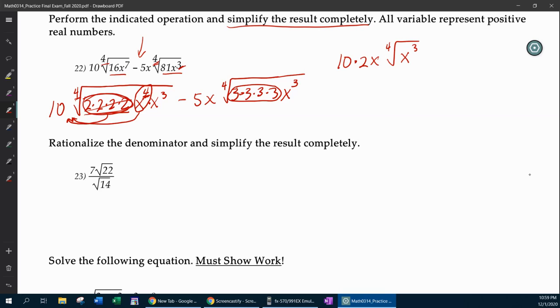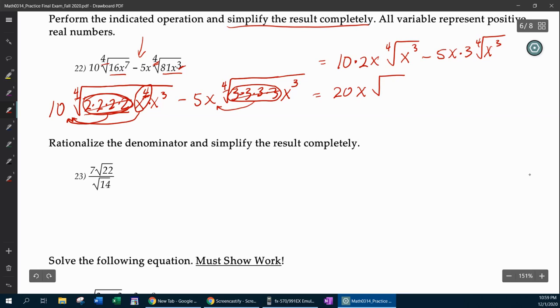For the second radical, for the second term, I've got the 5x already out there, minus 5x. The 3s can come out, but remember it takes 4 of them to bring 1 out. So only one 3 comes out. And left over, I've got the fourth root of x to the 3rd. And then if I multiply, that's going to give me 20x, fourth root of x to the 3rd, minus 15x, fourth root of x to the 3rd.